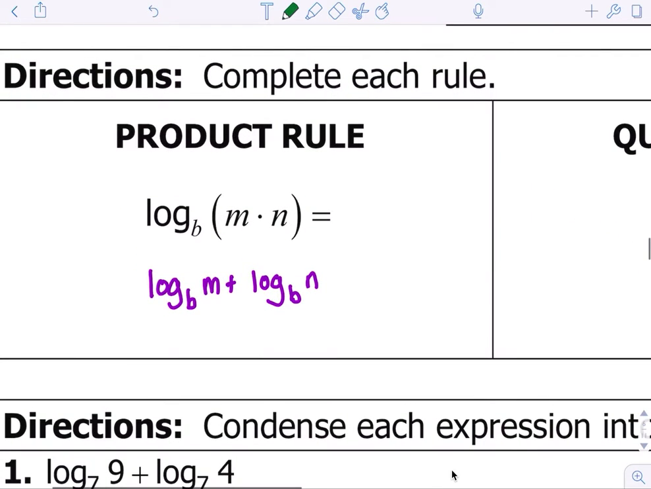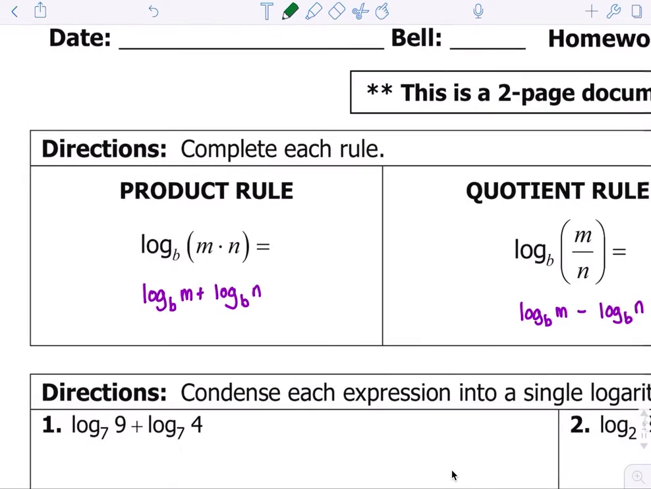For product rule, if you have a logarithm with a base and then in the argument you have m times n, you can split it up so that it's two separate logarithms that are the same, and then you're just adding them together. That's the product rule.